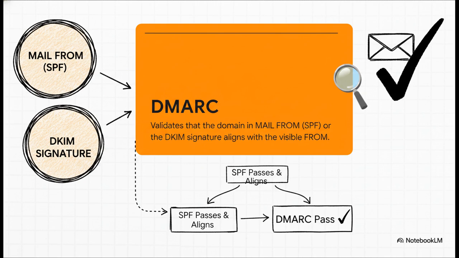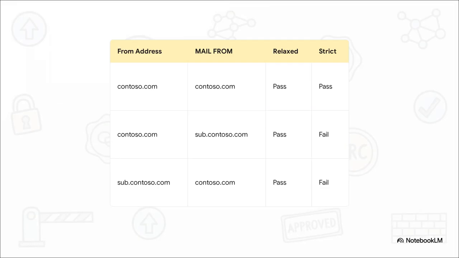A message is only going to pass DMARC if at least one of those, SPF or DKIM, passes and it perfectly aligns. Let's look at the difference between relaxed and strict modes in practice, because it's a real game changer. Take a look at that second scenario. The visible from address is contosa.com, but the underlying system is using a subdomain, bounces.contosa.com. Now, under a relaxed policy, this passes with flying colors because the root domain matches, but under strict alignment, it fails entirely because the domains aren't an exact perfect match.